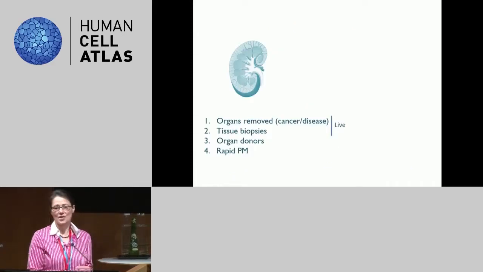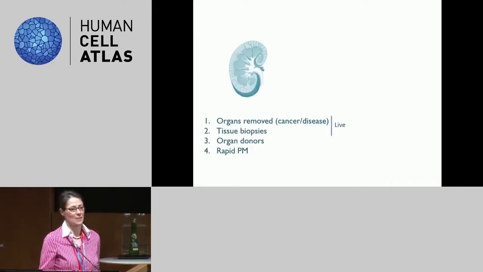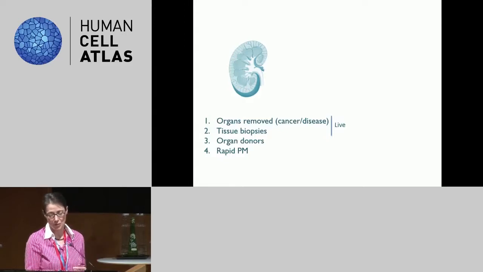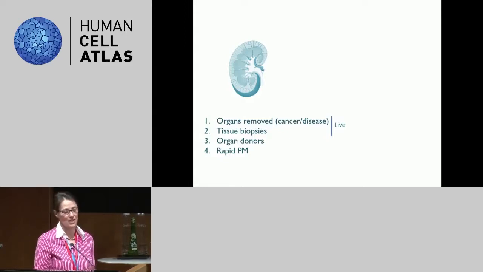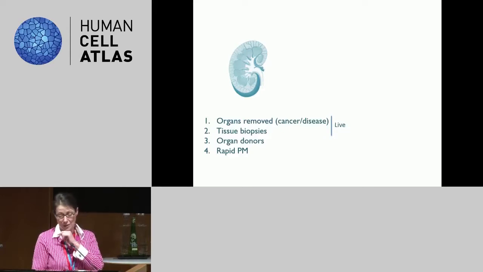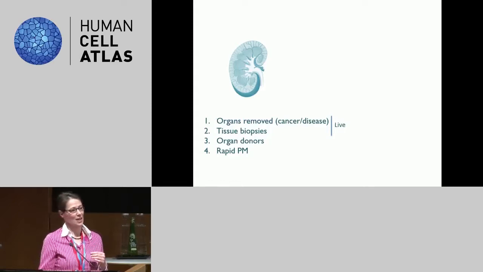And there are different sources for these tissues, as some of the previous speakers have touched upon. So we have tissues that come from live individuals. These may be organs that are removed for cancer or disease, or tissue biopsies that are often done for cause, although as we've heard in the gut, you can, of course, do screening biopsies more readily. And then perhaps a really rich source of tissue for us as we build an atlas are organ donors that consent for research.